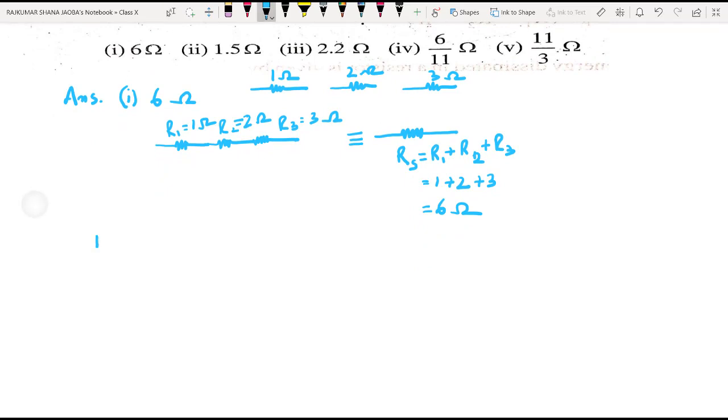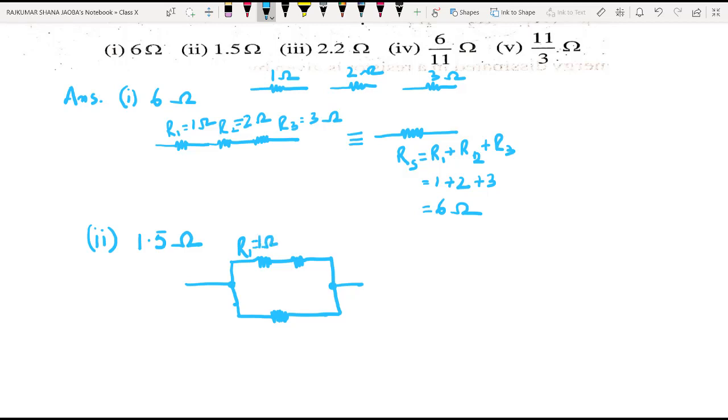To get a resistance of 1.5 ohms, R1 is 1 ohm, R2 is 2 ohms, R3 is 3 ohms.